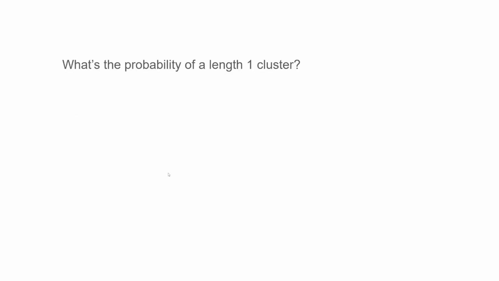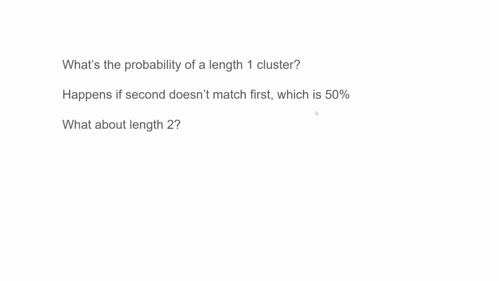So how do I get the expectation? Well, I need to know the probability of getting any particular cluster length. What's the probability that the cluster has exactly length one? That's going to happen if my second one doesn't match my first, and that happens with 50% probability. If I start with red, what's the probability that my next one's blue? It's 50%. If I start with blue, what's the probability that my next one's red? Also 50%. So no matter how I start, the probability of not growing is just 50%.